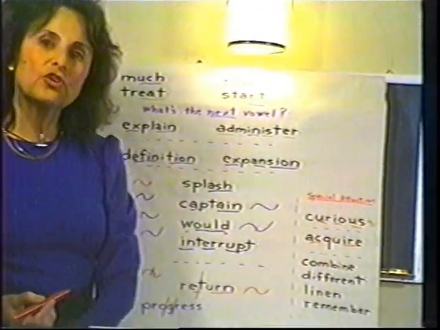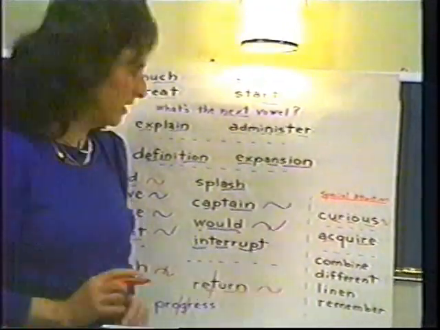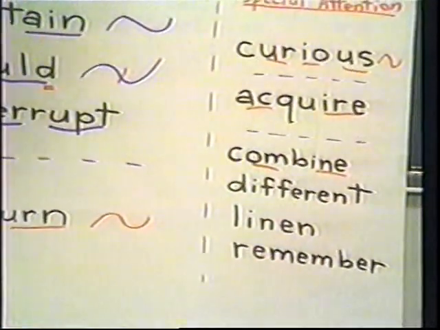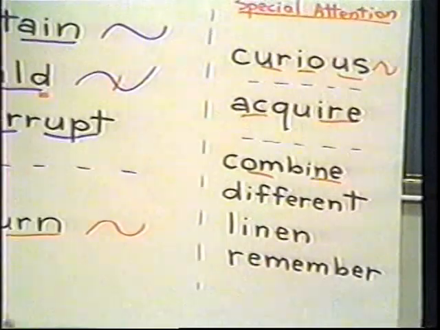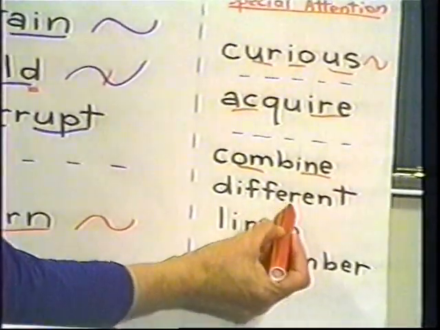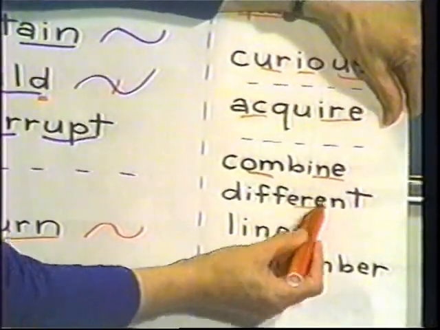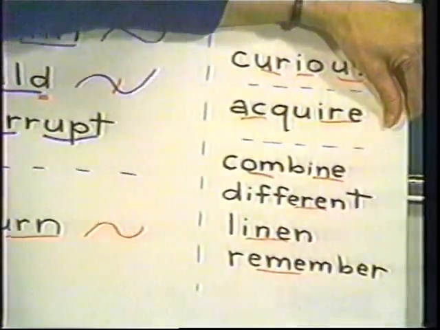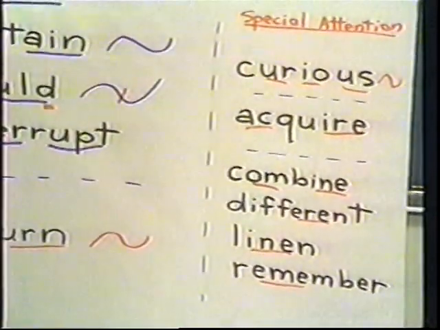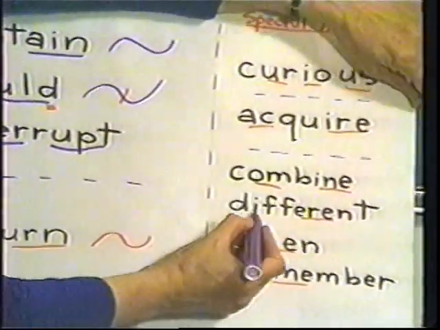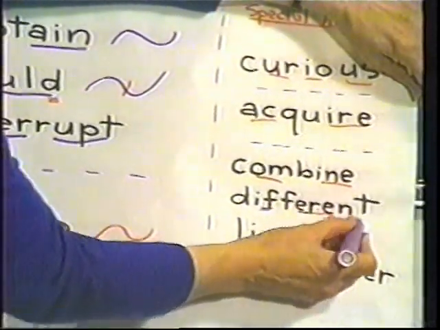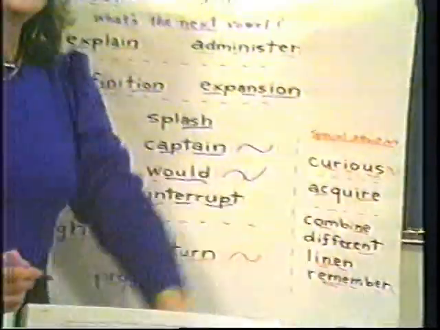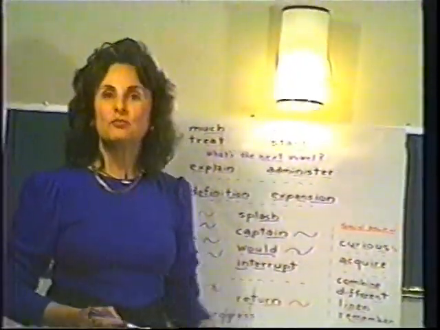Now, with E on the end words, the rule only applies on the end of the word. For example, like this, combine. If you try to apply the rule in the middle of words, it doesn't usually work. For example, if you try to apply it here, it would say different, or if you try to apply it here, linen or remember, it doesn't work in the middle. Therefore, just decode those words as you would any other word. It would be different, linen, remember, twister, remember. Apply the E on the end rule only at the end of words.